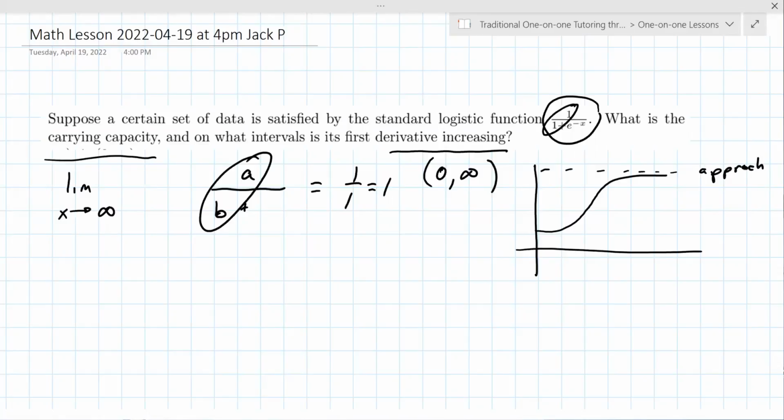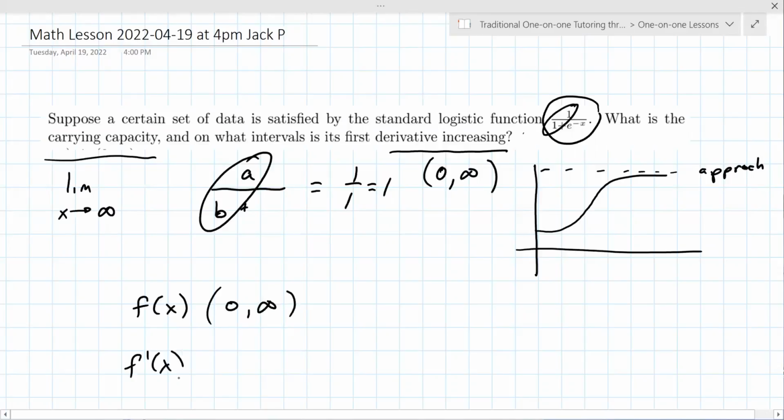Oh, you know what? Sorry, this is not asking that. Okay, first derivative increasing. So the function f of x is always increasing from 0 to infinity. For f prime of x, we have to take the derivative of its derivative. It's basically asking where this thing is concave up or concave down. So we actually do have to take a derivative of this. It seems a little out of scope for what we're trying to do here.